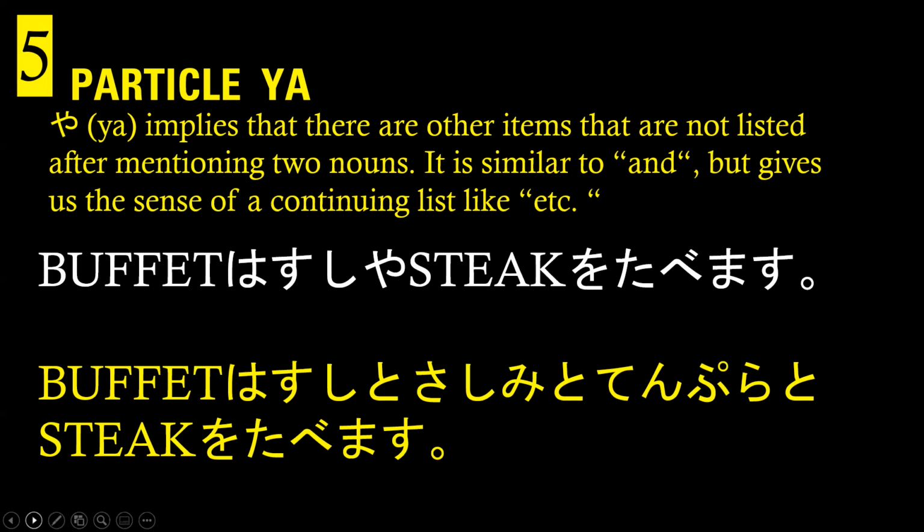Parang ganyan, no? Now, if we use particle to, which is very specific, kasi when you use to, you have to enumerate everything. So you have to exhaustively enumerate everything when you use particle to. Example, buffet wa sushi to, sashimi to, tempura to, steak o tabemasu. So meaning to say, yung sushi ya is a representative of this kind of food, which is a Japanese food or fresh food, no, from Japan.